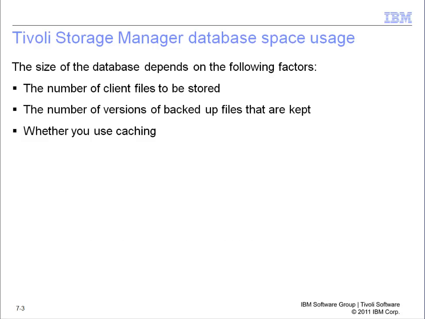The size of the database depends on the number of client files stored, the number of versions of your backups, and whether or not you're going to be using caching. You can also have additional overhead space. A rule of thumb that we're using is each version of a file is about 400 to 600 bytes of database space. Each cache or storage pool copy of a file is about 100 to 200 bytes of database space. By default, caching is turned off.